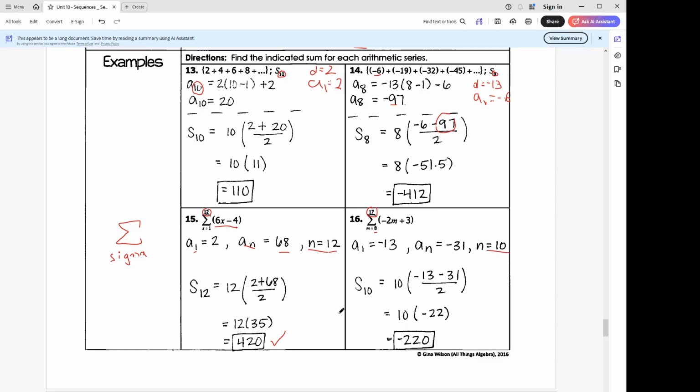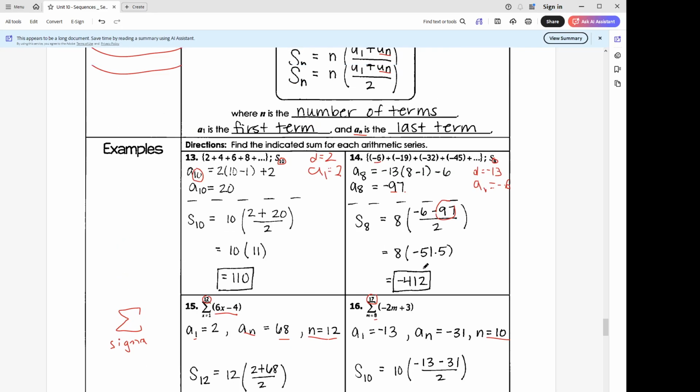Now n is not 17. There are not 17 numbers in this list of numbers. It's from the 8th to the 17th. So how many numbers are there? There are 10 numbers in this list. So from the 8th to the 17th is 10 values, okay? That's why n is 10. So you plug in 10, the first term plus the last term, divide by 2. You simplify that, you get negative 220. Okay? And that's all there is to it.